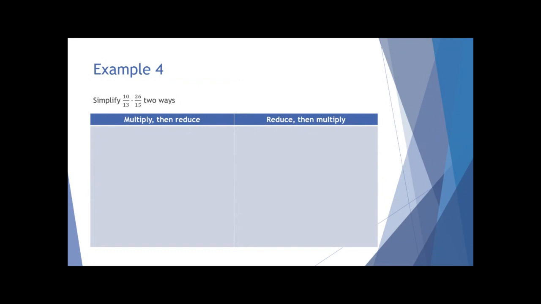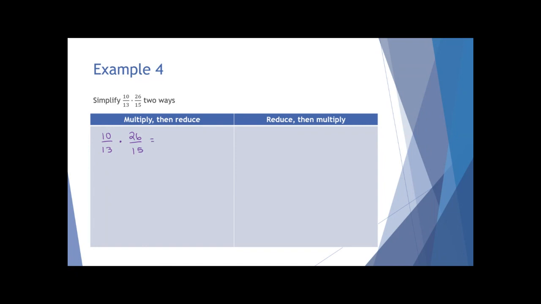So in this example, I've got a multiplication problem and I'm going to show you that you can do it 2 different ways. You can do the multiplication first and then reduce, or you can try to reduce first and then multiply. It depends on which method you prefer. I'm going to start with multiply then reduce. So we have 10 over 13 times 26 over 15.